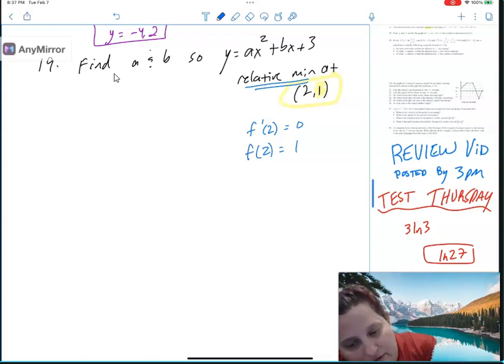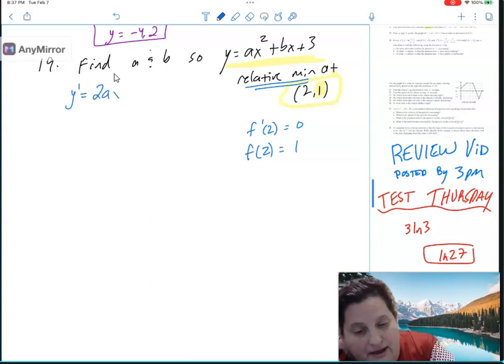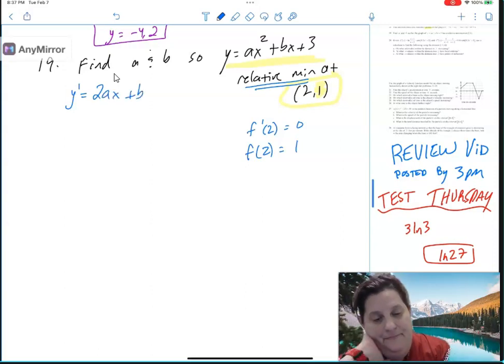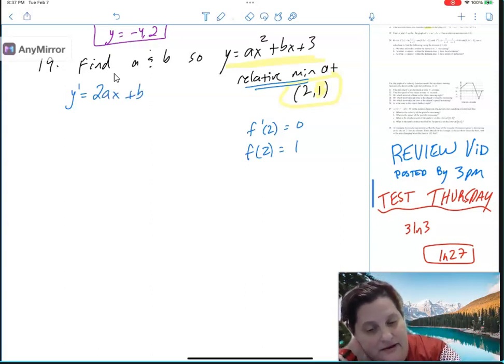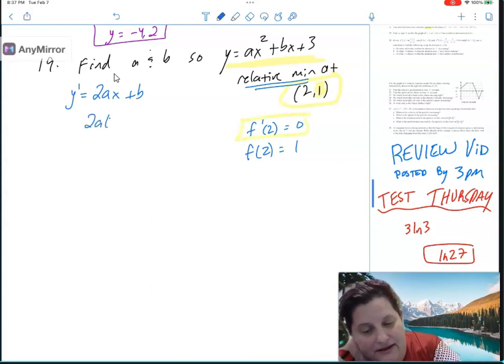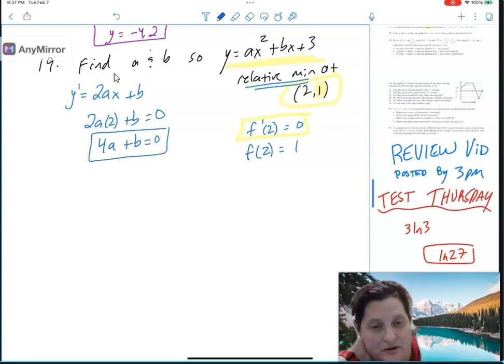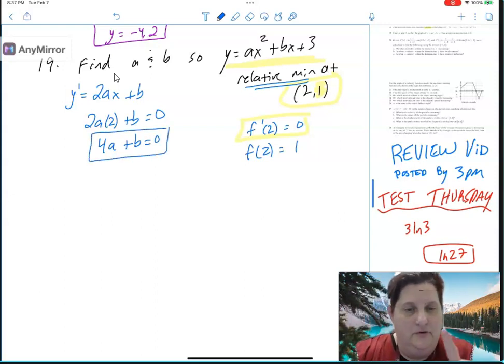I'm going to start with the derivative part. So coming from here, the derivative is 2ax plus b. And what this is saying, because I know it's a relative min, is that if I plug in 2, I should get 0. So I have 4a plus b is 0. That's equation number 1.